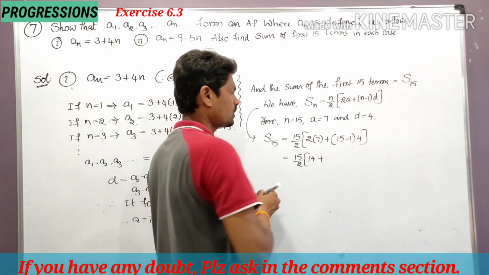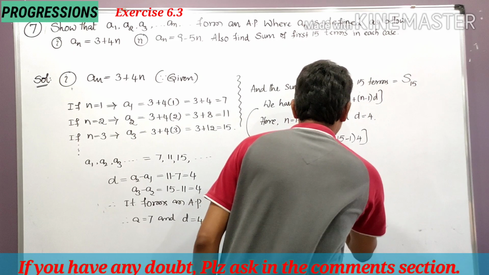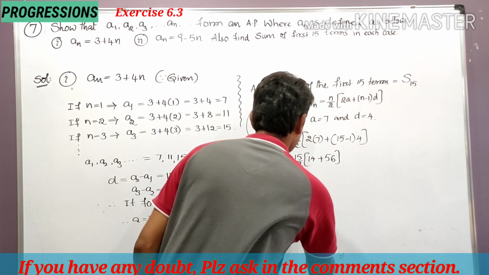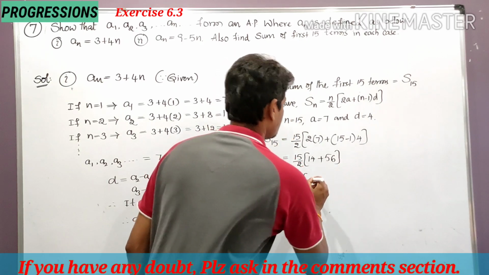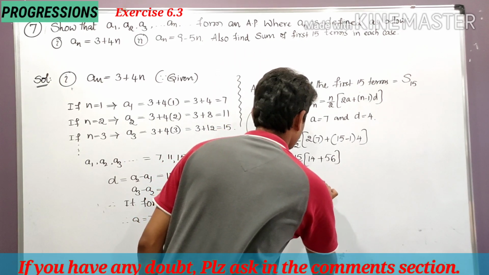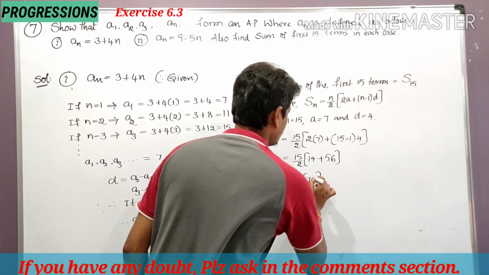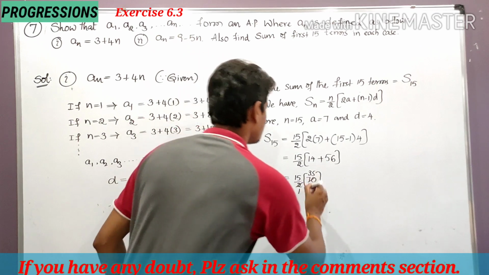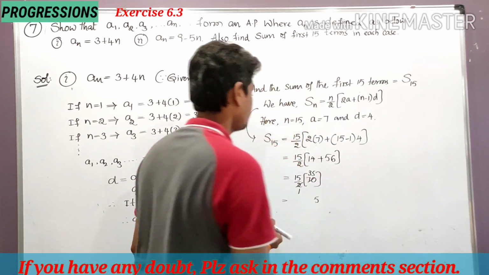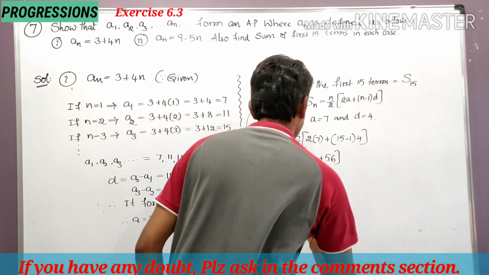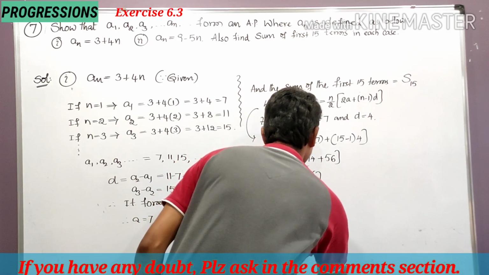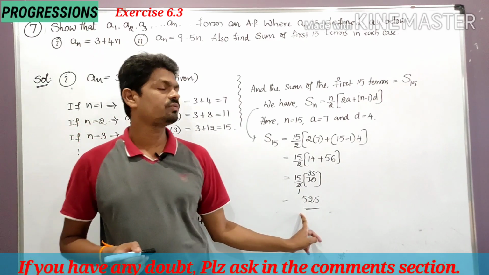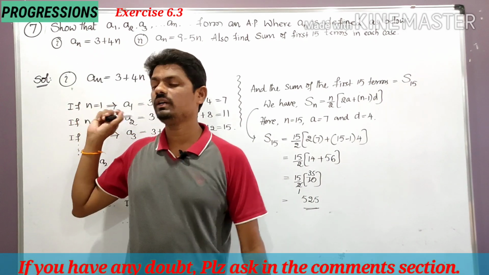So 14 fours are 56, student. Next, 15 divided by 2 into 14 plus 56, that is 70. So by cancelling 2 ones and 2 35s, 15 into 35: 15 5s are 75, and 15 3s are 45 plus 7, 52. So 525. This is the sum of the first 15 terms for the given arithmetic progression.